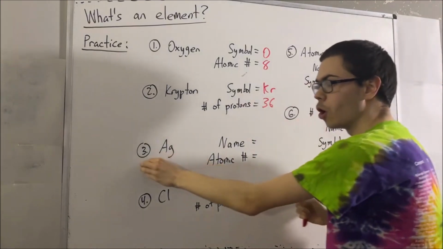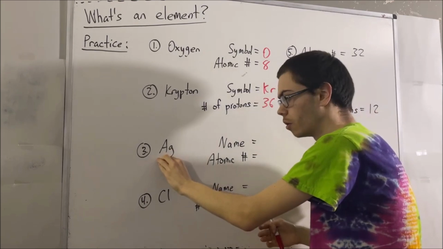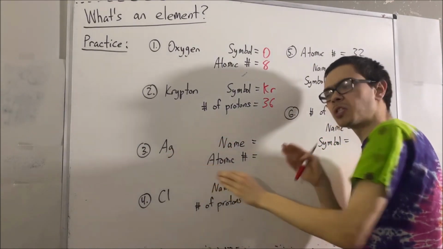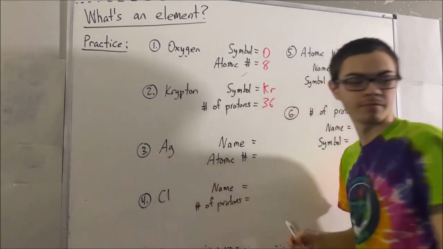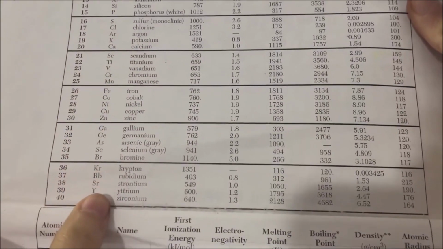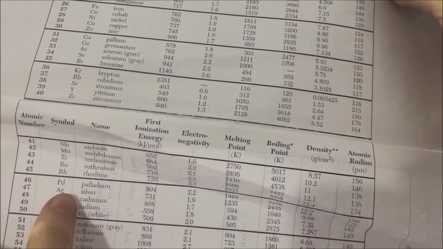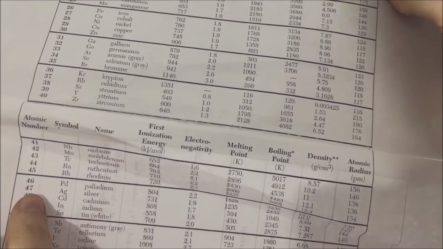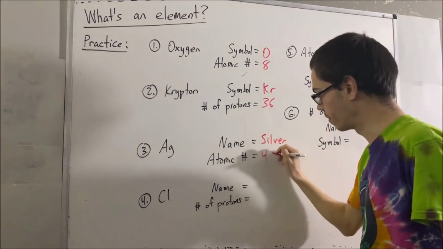Question 3, we're given the symbol is Ag. We want to figure out the name of our element and the atomic number. So again, let's go to table S and look for the symbol Ag. If we go to table S and we look for the symbol Ag, you'll find that it is right there. The name of our element is silver with atomic number 47. So the name is silver with the atomic number 47.